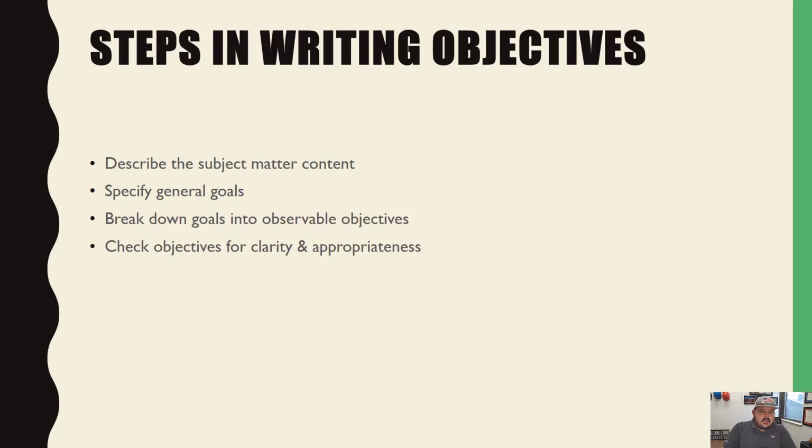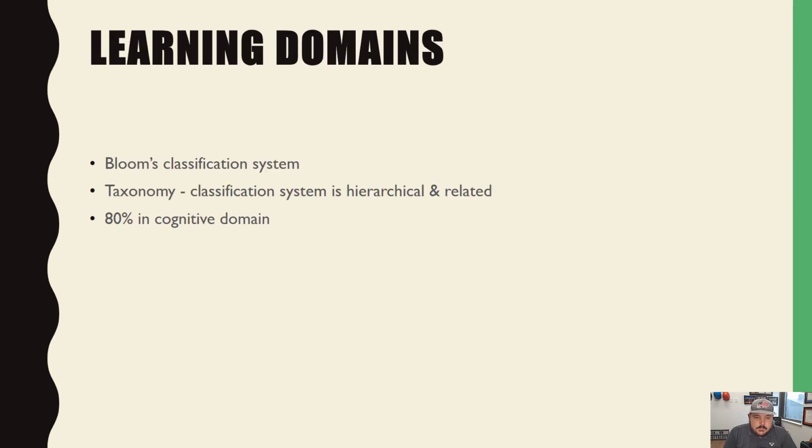Steps in writing objectives: describe the subject matter content, specify general goals, then break down goals into observable objectives, and then check objectives for clarity and appropriateness. So you're going to start with a very broad goal, and then you're going to hone in on one specific thing that is observable and measurable and use that to develop your objective. And then at the end, you need to make sure that it is clear and it is appropriate for your class.